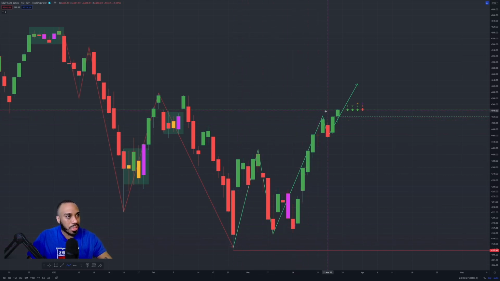And now we have our first higher high, right? The highs are higher than the previous highs. And we have our second higher low. So there's a potential for a change in trend here to the upside, going from a downtrend to an uptrend, potentially.